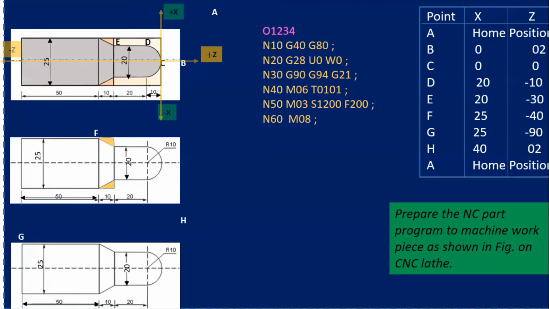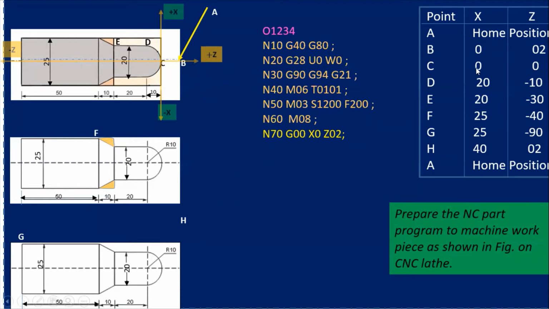So this is the first part, which is called the start of program, which will be common. After that, the second part will be the profile of the component. So here, all these yellow colors which we will observe now will be the profile of the component. N70 block number, G00, X0, Z02. It means that from the home position, the tool will move to position B.